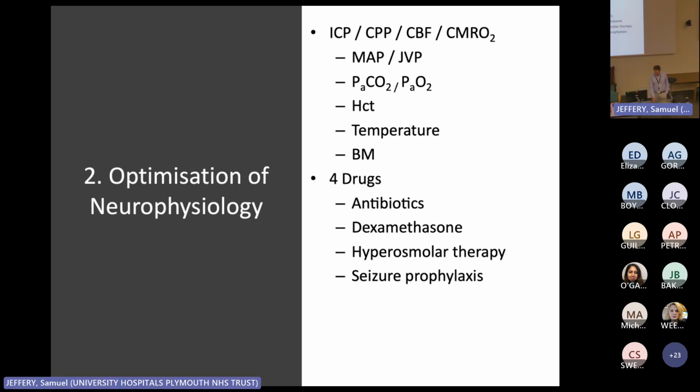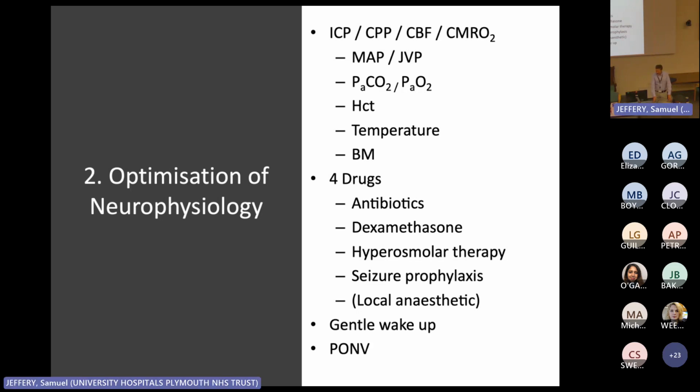But neurosurgeons really only know 4 drugs: antibiotics, dex, mannitol or hypertonic saline, and Keppra. So those are the only things we'll ever ask for, other than asking you the dose of any local anaesthetic we might put in, because we can't work that out ourselves.